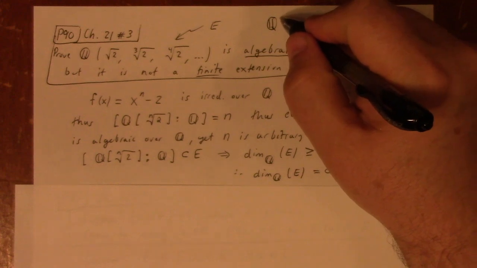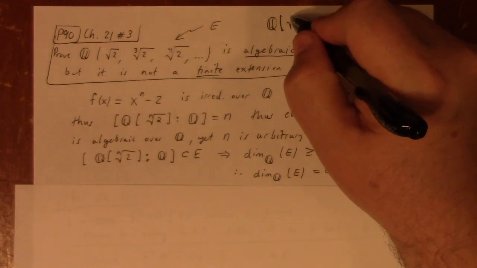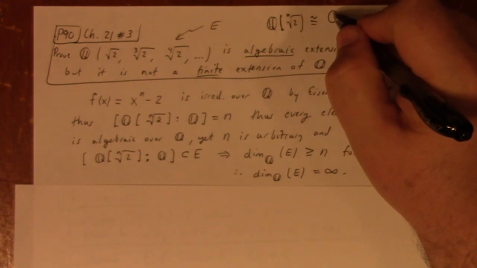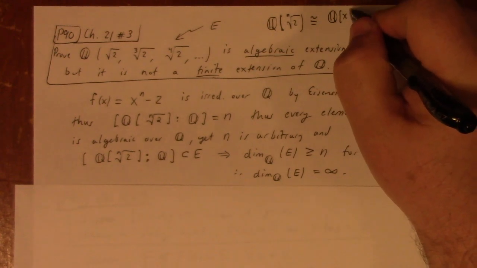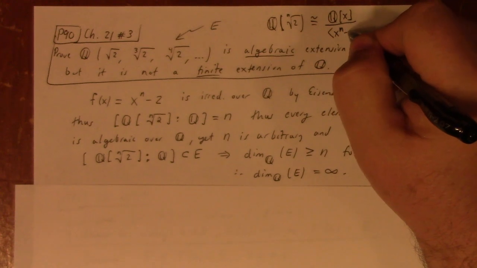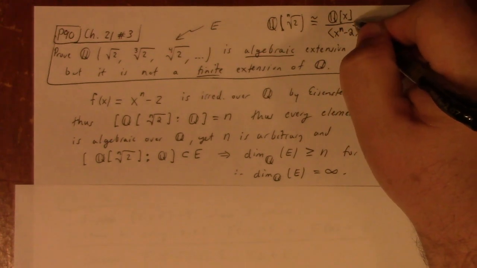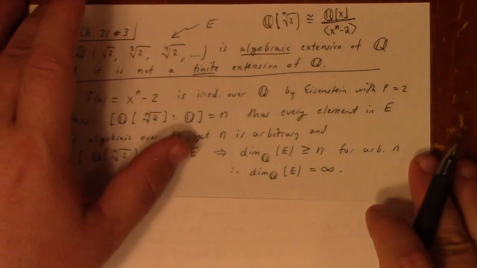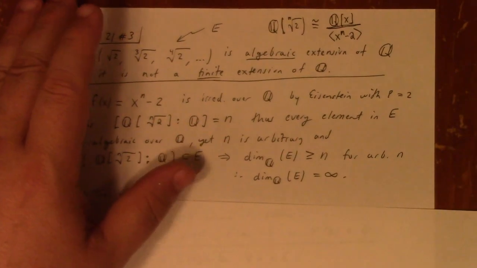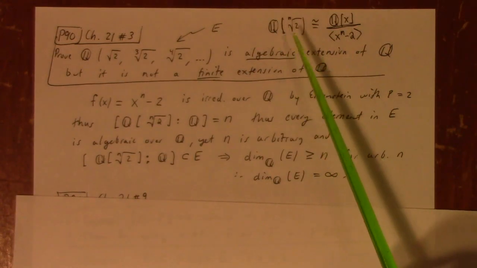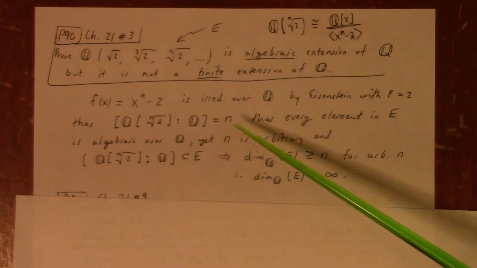Q adjoin the nth root of 2 is, up to isomorphism, Q of x mod the ideal generated by x to the n minus 2. And that's a field of degree n over the rationals, because, as I just said, Eisenstein gives us that x to the n minus 2 is irreducible. So the quotient by that maximal ideal gives us a field, and that field has degree n over Q.